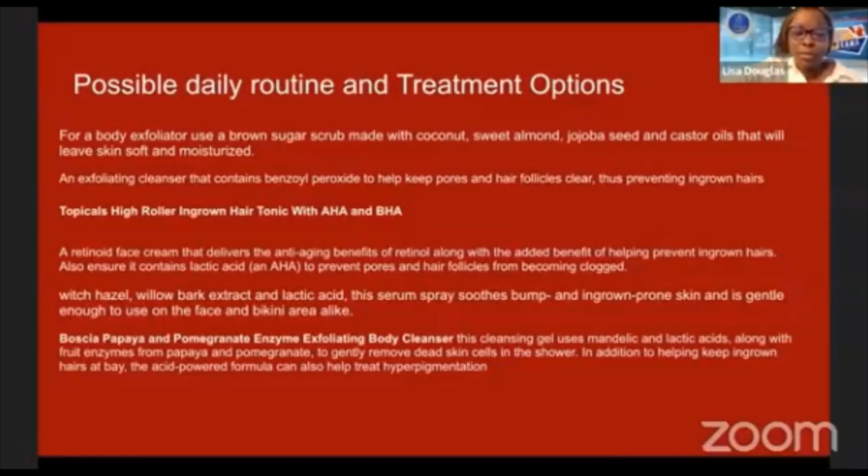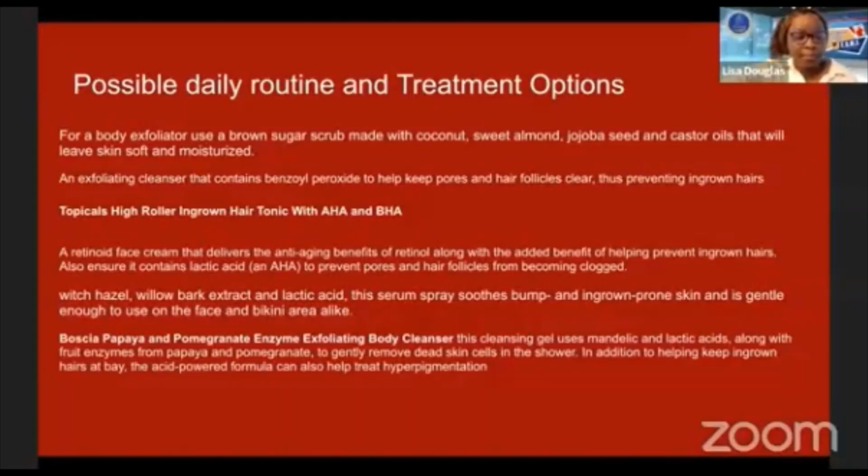A retinoid face cream that delivers the anti-aging benefits of retinol along with the added benefits of helping prevent ingrown hairs. Also ensure it contains lactic acid and AHA to prevent pores and hair follicles from becoming clogged. Witch hazel, one of my favorites to use actually. Willow bark extract and lactic acid. This serum spray soothes bumps and ingrown-prone skin and is gentle enough to use on the face and bikini area alike.